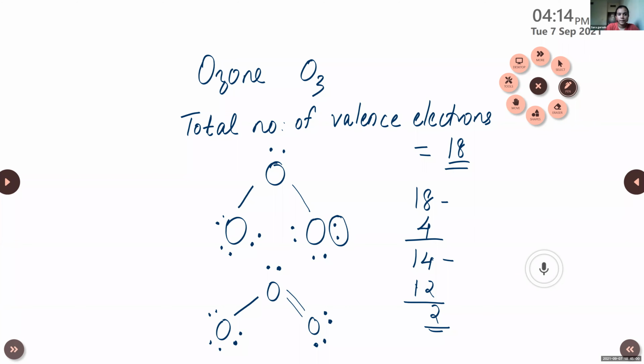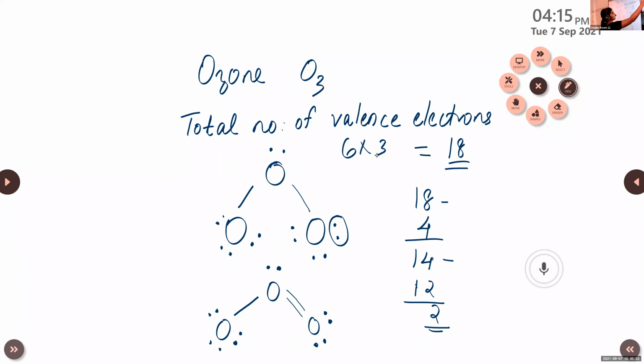Ma'am, I have a doubt. Yes, Sarah? Ma'am, why 18? 18, because 6 electrons in each oxygen atom, 6 into 3, 18, right? Clear? No, ma'am. Why? The valence electrons present in each oxygen atom, that is 6, right?